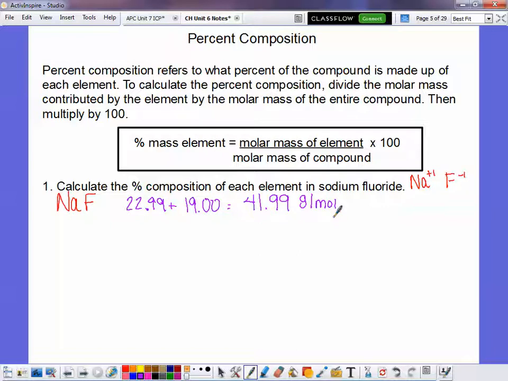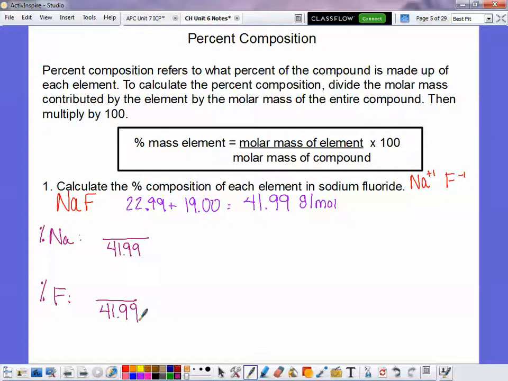After we do the percent composition stuff, we'll talk about why we can substitute what a mole is and all that stuff. All right, so that is our total molar mass. That is going to be our denominator in our percent calculations. So we're going to find the percent of sodium and the percent of fluorine. That total molar mass is going to be on the bottom, the denominator. The numerator, the top number, is going to be the mass from that individual element. So for sodium, what's going to be our numerator?